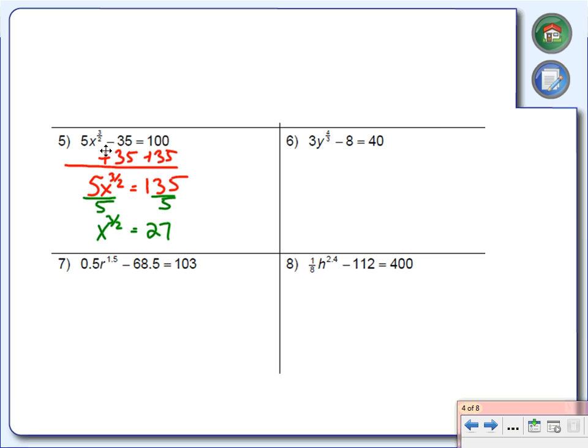That's not the answer. We got one last thing to do, and that's to take both sides and raise it to the reciprocal power. And the reciprocal of 3 over 2 is 2 over 3. That's the reciprocal. All right, so what is 27 raised to the 2/3 power? 9. So the solution here to number 5 is 9.